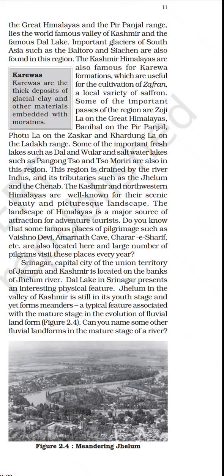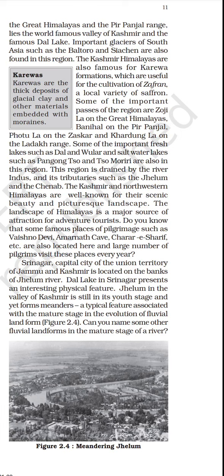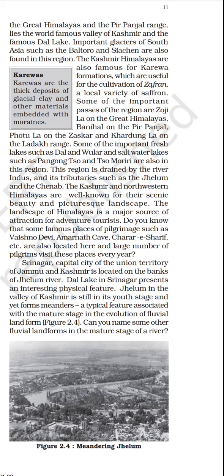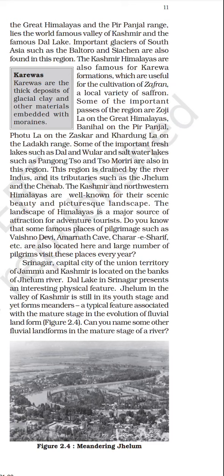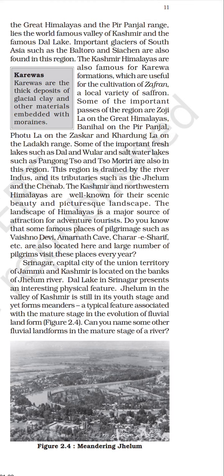The Kashmir Himalayas are also famous for Karewa formations, which are useful for the cultivation of zafran, a local variety of saffron. Some of the important passes of the region are Zojila on the Great Himalayas, Banihal on the Pir Panjal, Photu La on the Zaskar, and Khardung La on the Ladakh range. Some of the important freshwater lakes such as Dal and Wular and saltwater lakes such as Pangong Tso and Tso Moriri are also in this region. This region is drained by the river Indus and its tributaries such as the Jhelum and the Chenab.